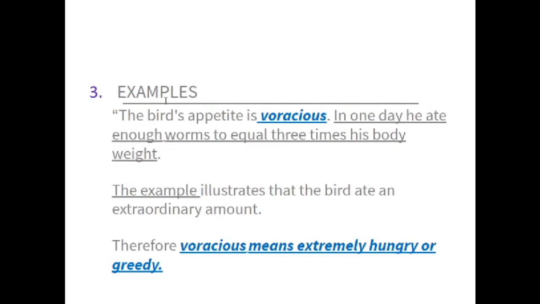Okay, next. Another type of context clues is examples. Have a look at the sentence here. The bird's appetite is voracious. In one day, he ate enough worms to equal 3 times his body weight. So the example here illustrates that the bird ate an extraordinary amount. Therefore, we can guess that the word voracious here means extremely hungry or greedy.